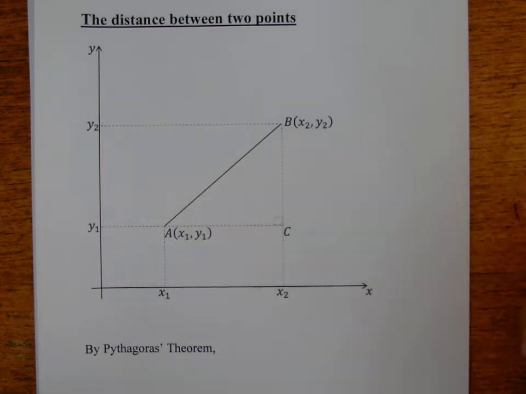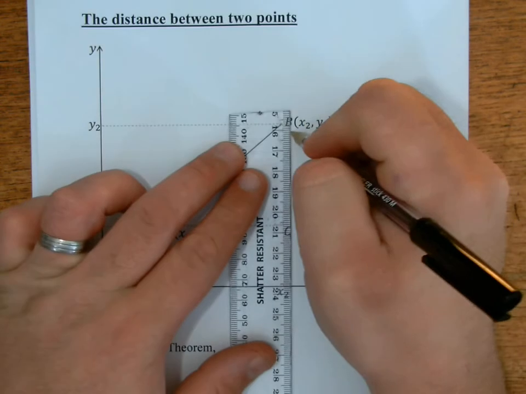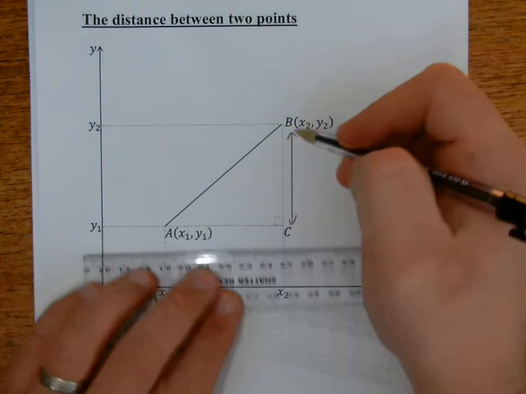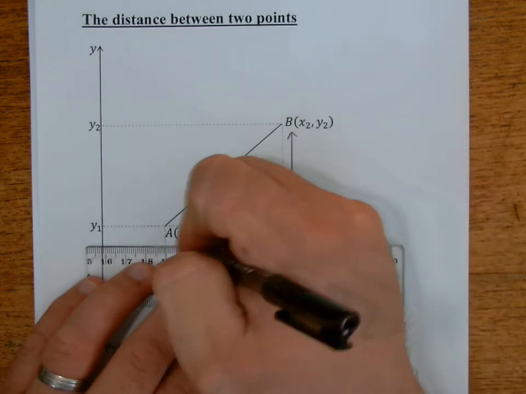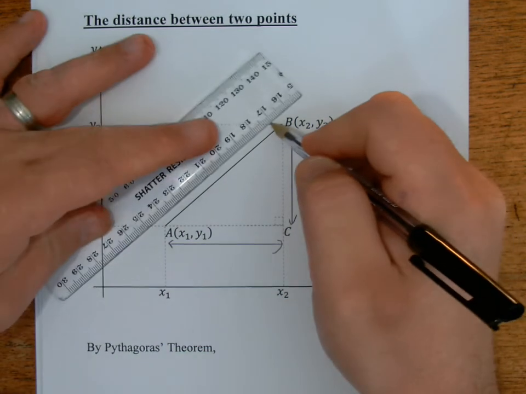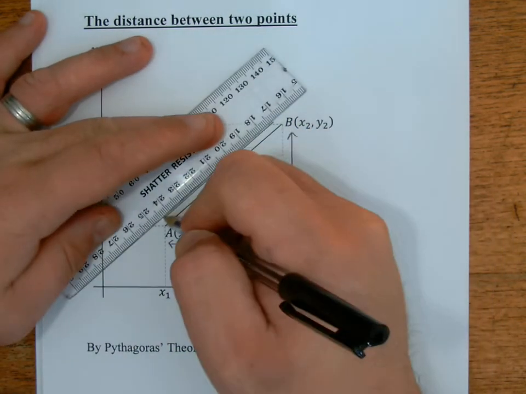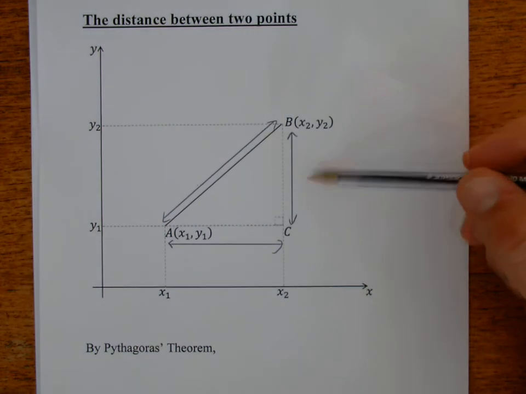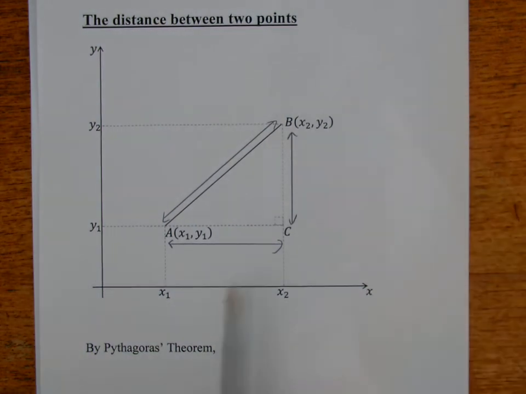And the key is first of all determining what this length is here of side BC, okay, and what this length is here of side AC. Once I've got those two sides, I can then work out the length of the third side using Pythagoras' theorem, okay? So, first of all, let's think about how long this side is here. And of course, this side here is just the gap between x1 and x2, okay? The difference between these two.